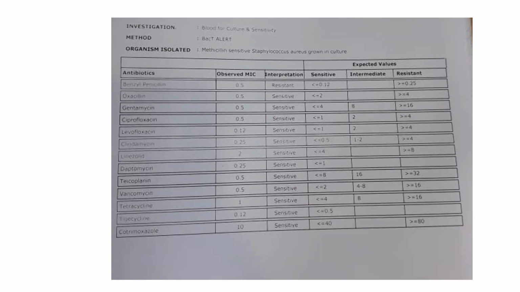Sensitive means it has the breakpoint. It is the breakpoint. Anything less than that is sensitive. Intermediate is in situations where you can probably try using high dosages, infusions, and then you can overcome that resistance. And resistant is very high values of MIC, where physiologically it is not possible to overcome that resistance in the standard dosages. So that is the clinical takeaway from these slides. And then that's interpretation with observed MIC.